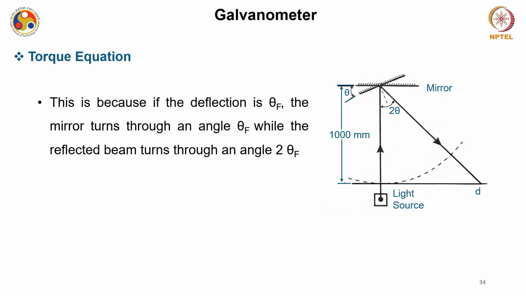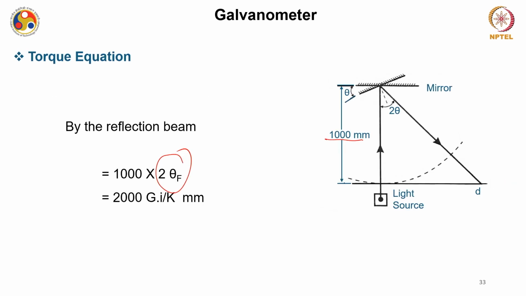This 2 theta f is coming because if the deflection is theta f, the mirror that you have seen turns through an angle theta f, while the reflected beam turns twice of that. So the turn of this reflected beam is 2 theta f for a deflection of theta f, and that is why this turned angle is written as 2 theta f. So the reflecting beam is 2000 into theta f, and theta f from equation 7 is given as G into I by K. So this is what it indicates on a millimeter scale.